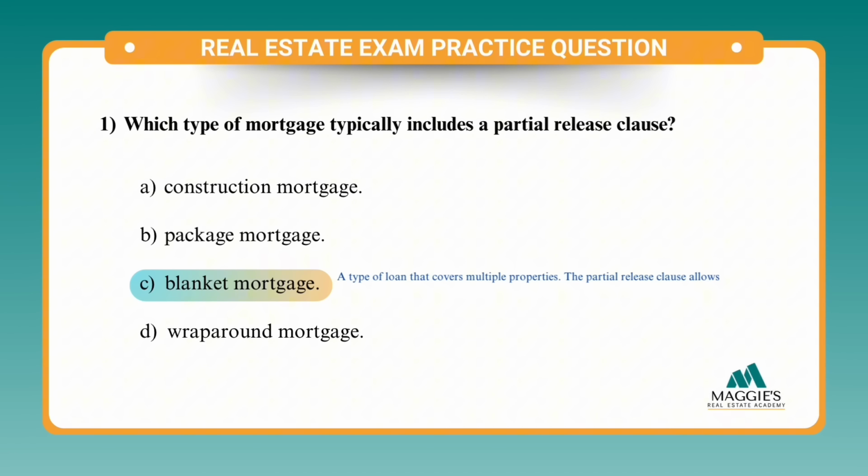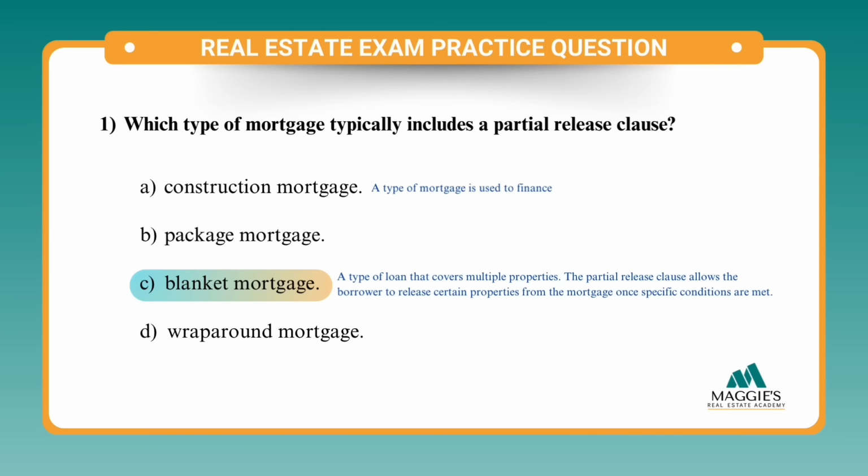Remember, a blanket mortgage is a type of loan that covers multiple properties. The partial release clause in a blanket mortgage allows the borrower to release certain properties from the mortgage once specific conditions are met. So remember, when you see partial release clause, just think blanket mortgage. Now, let's talk about why the other options aren't the correct choices.